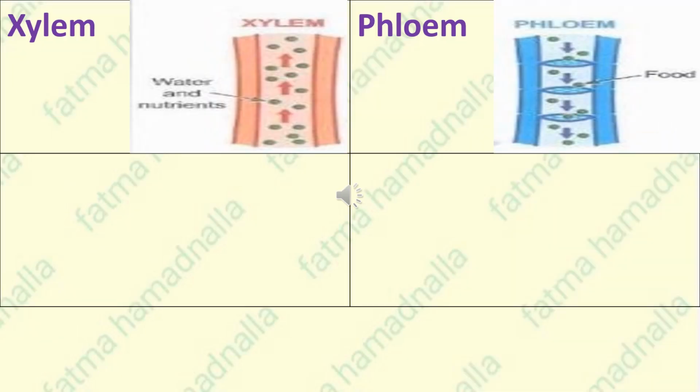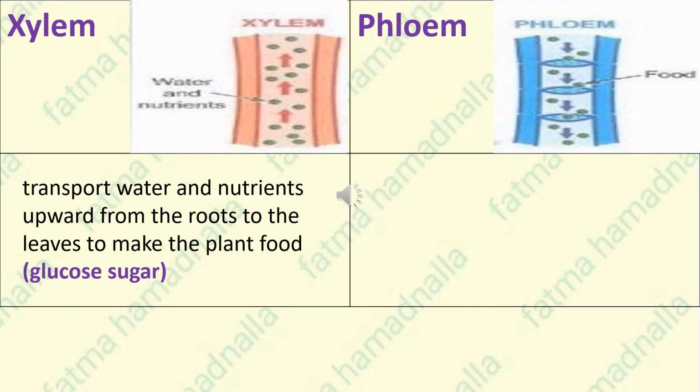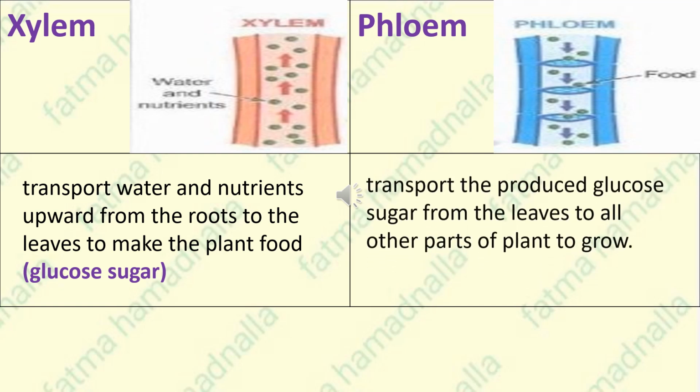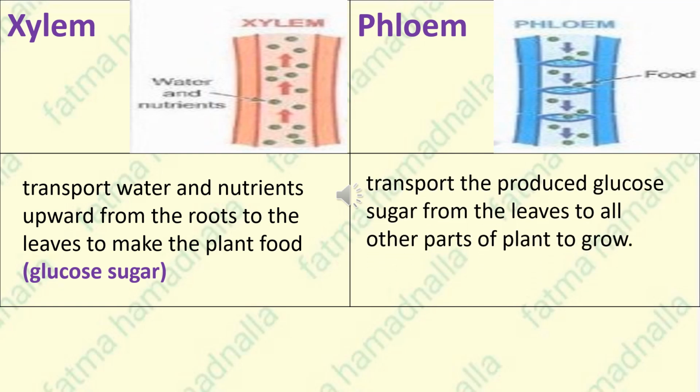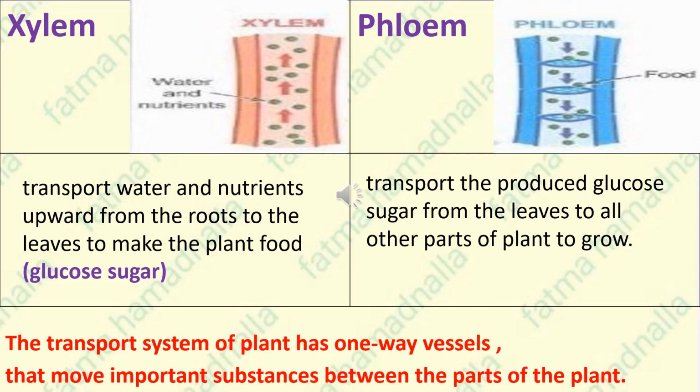Xylem vessels transport water and nutrients from the roots up to the leaves and flowers, but phloem vessels transport food materials, sugars, starches, proteins, etc., produced in the leaves to other parts of the plant. Okay? The transport system of the plant has one-way vessels that move important substances between the parts of the plant. This system in the plant is similar to a system in the human body, which is the circulatory system.